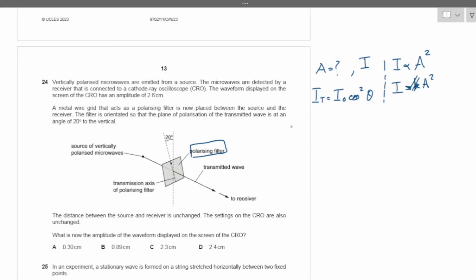So first of all, do we know what the incident I is? We know that the waveform displayed on the screen of the CRO has an amplitude of 2.6, from a source detected by a receiver that is connected to a cathode ray oscilloscope. Also, what is the amplitude of the waveform displayed on the CRO? Let's see.